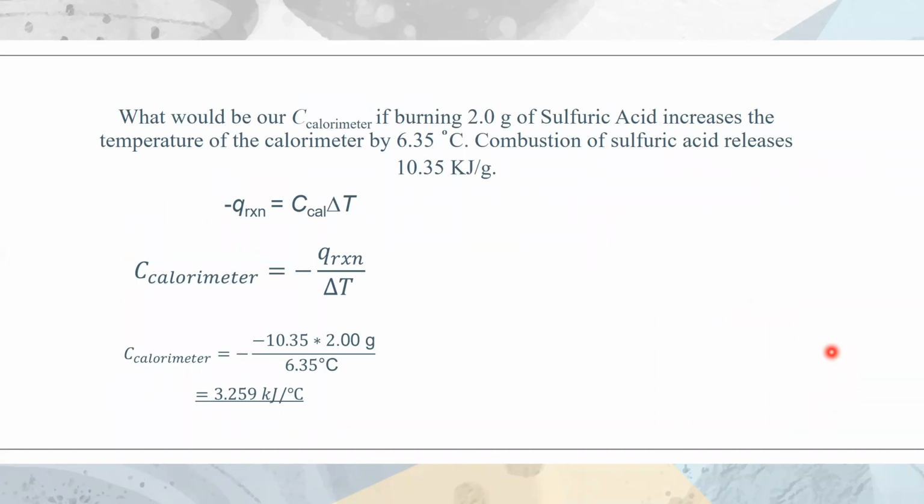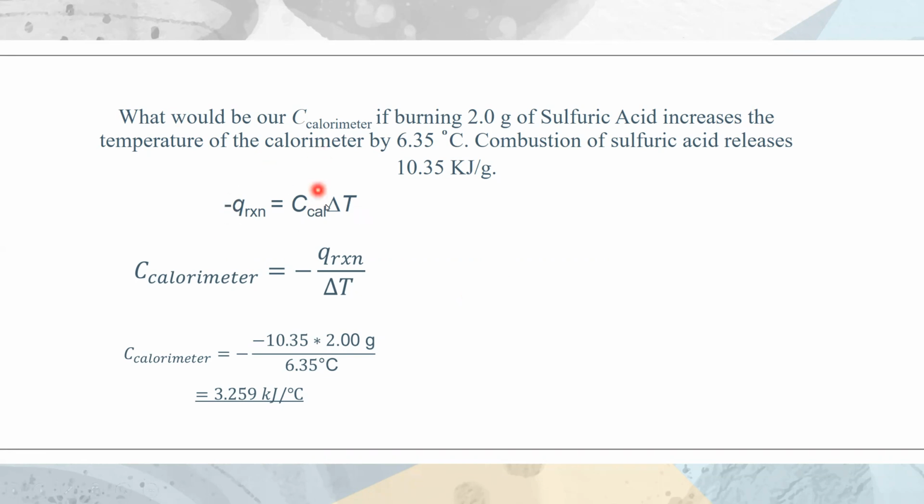And so in this example, it says, what would be our C calorimeter if we burn 2.0 grams of sulfuric acid, which increases the temperature of the calorimeter by 6.35 Celsius degrees? And just so we know, the combustion of sulfuric acid releases 10.35 kilojoules over grams.